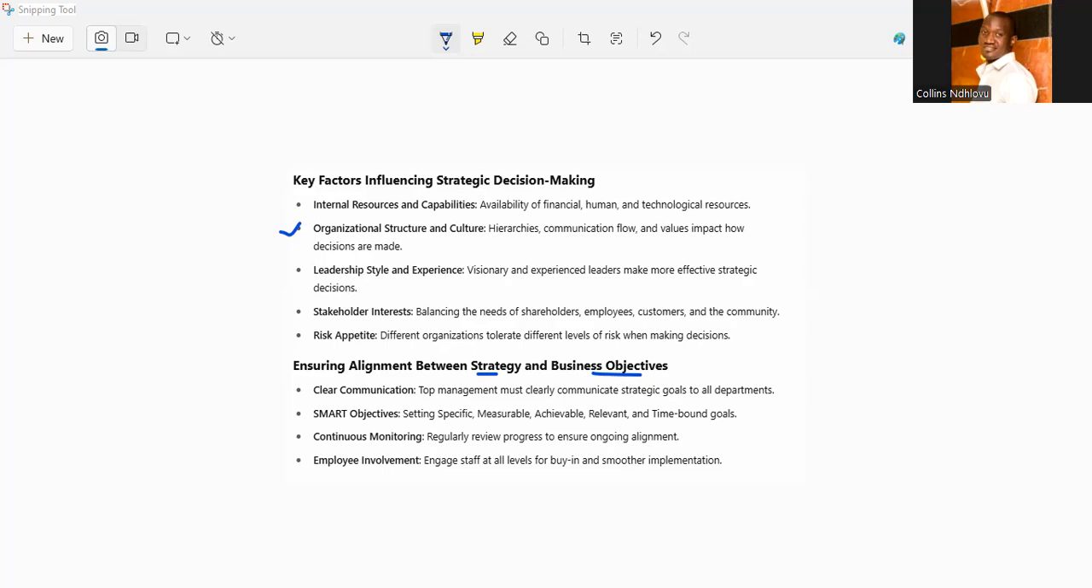The third way is continuous monitoring. It is essential that monitoring is done continuously so that the strategy remains aligned with the actual business objectives. There should be regular assessment to allow managers to identify potential issues early and make adjustments where necessary. This will involve having quarterly reviews and feedback from key stakeholders.